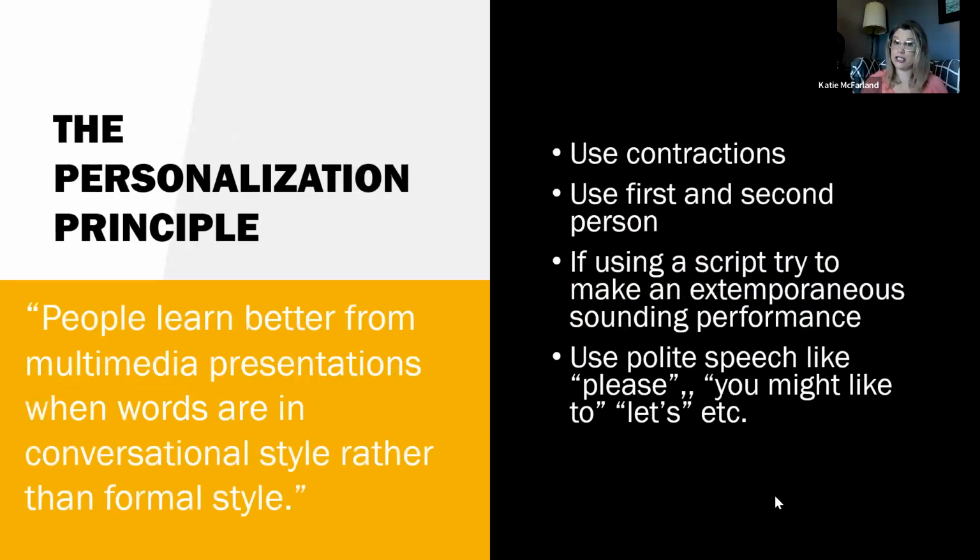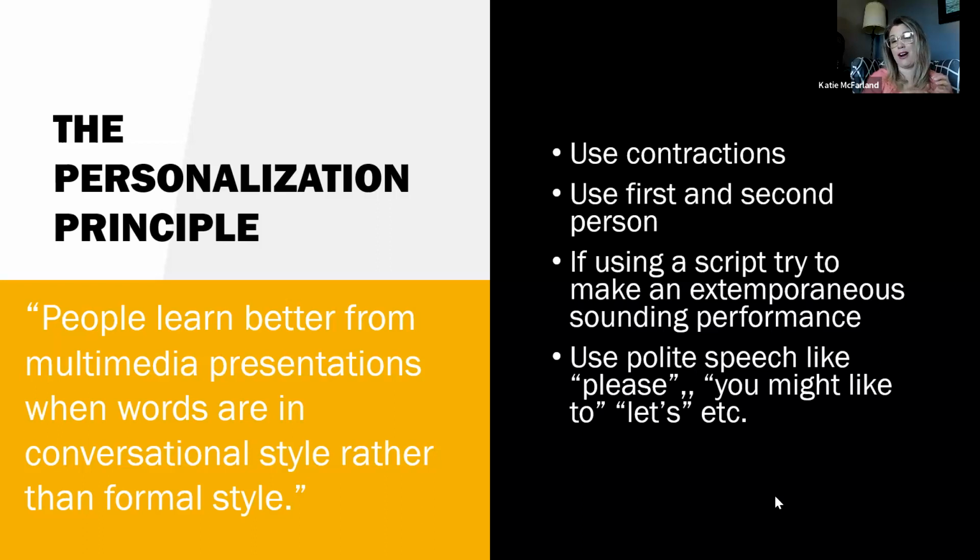Okay, the personalization principle. People learn better from multimedia presentations when they're conversational rather than formal. And this makes sense. You don't want to read a dry instruction manual when you're trying to learn about something. And I think this is especially important for us as extension educators because most of our education is voluntary. No one is required to come to our class like they would be in a college course or an elementary school. They choose to come to our classes and learn about what we're teaching. And so we need to make that enjoyable and entertaining. And one of the ways we can do that is through the personalization principle.